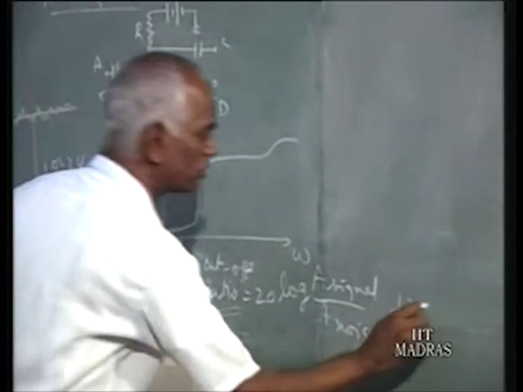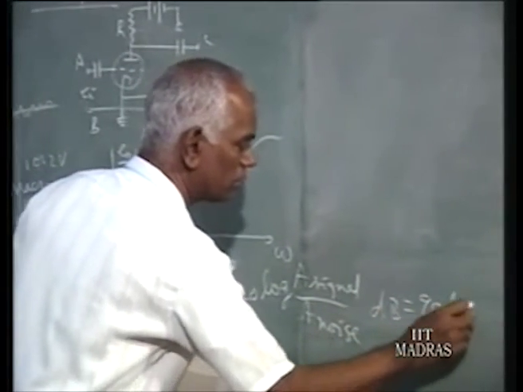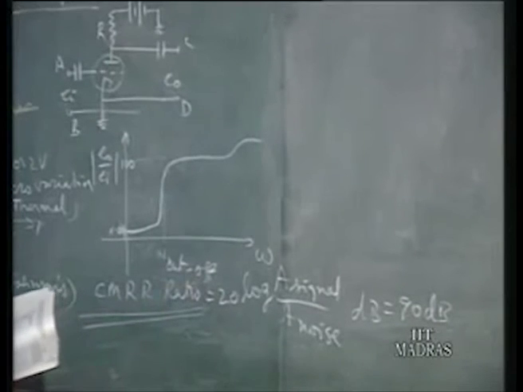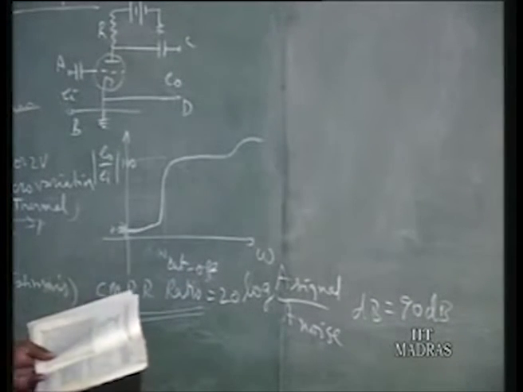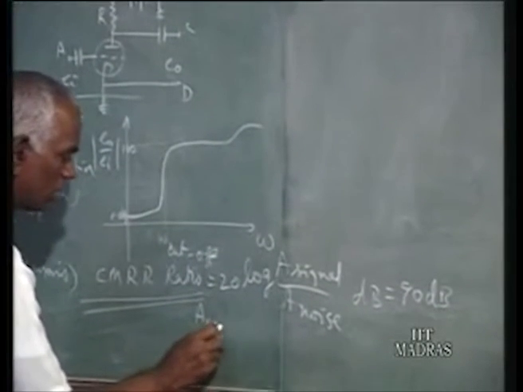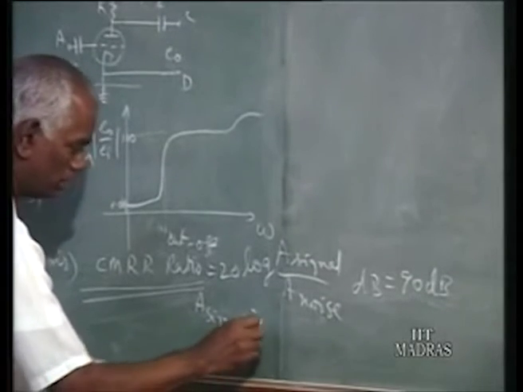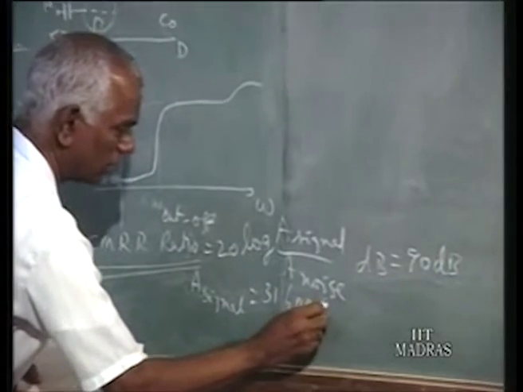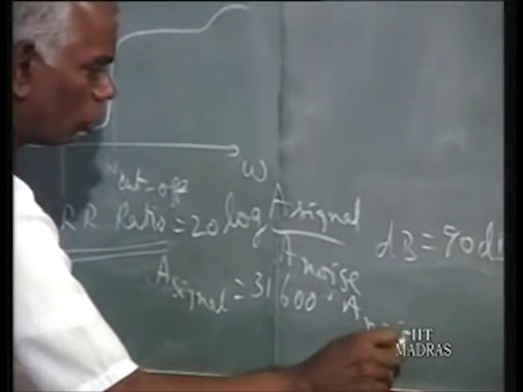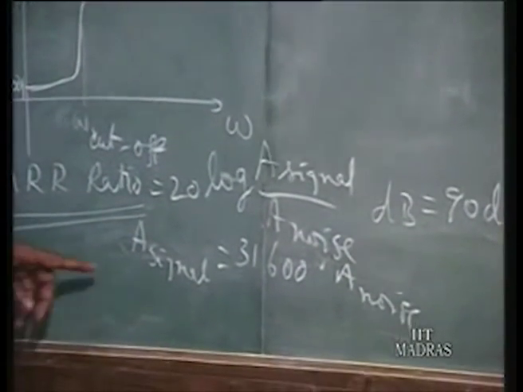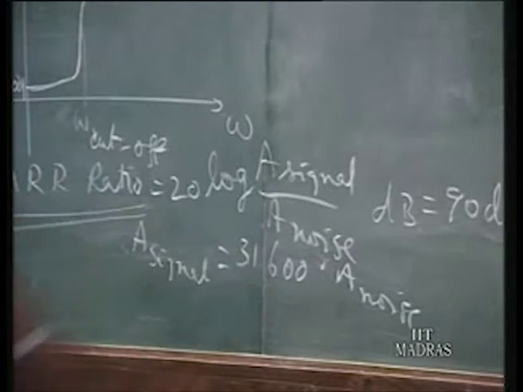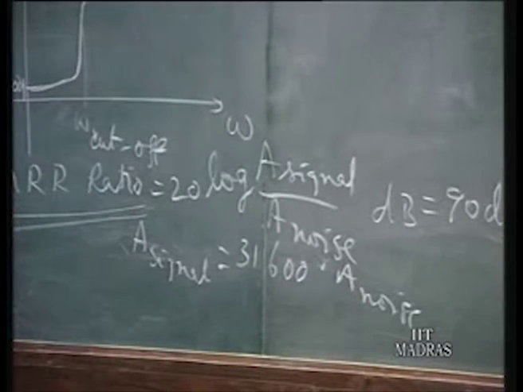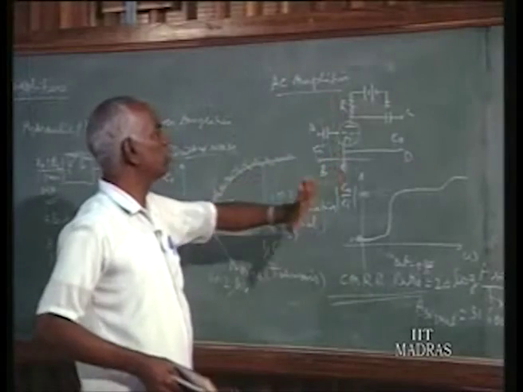Suppose the CMRR is 90 decibel. That means A signal is equal to 31,600 times A noise. So it is a good one. The signal is much larger than the noise. Such a CMRR is there. That is the capacity of the amplifier to eliminate any noise entering into the amplifier.